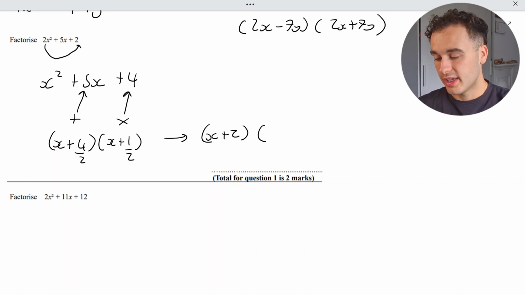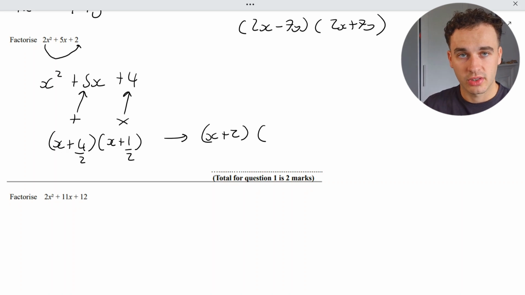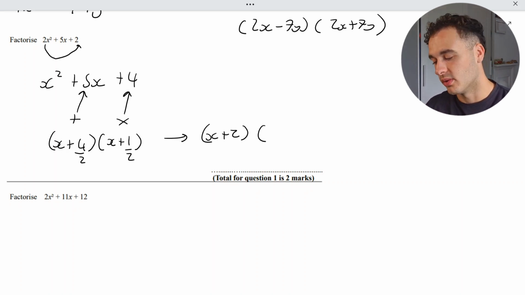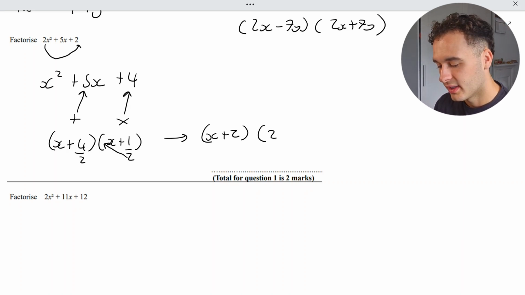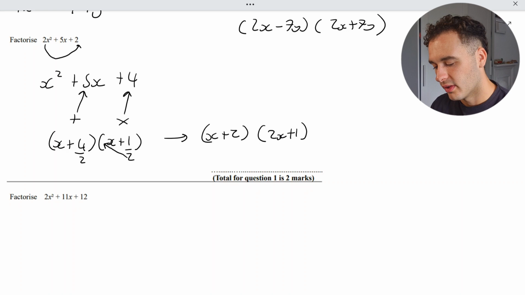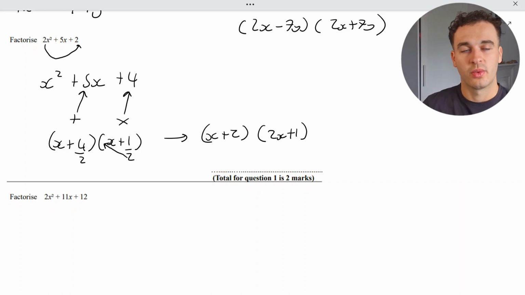But the x plus a half is not whole. We can't do 1 divided by 2. So we shift this 2 in front of the x. Don't ask me why, we just do it. So we say this is 2x plus 1. So our final answer is x plus 2, 2x plus 1.